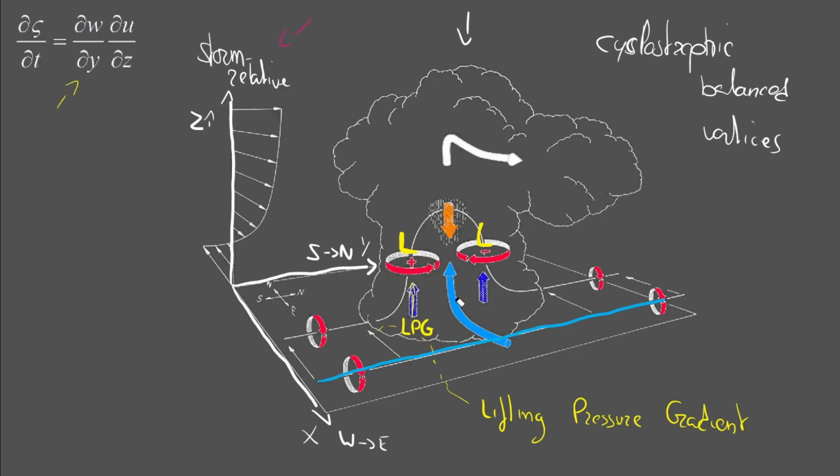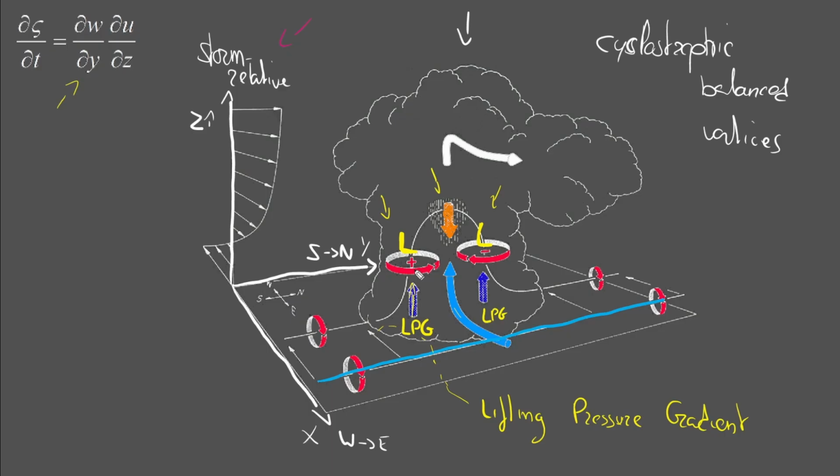So let me erase everything. This is an LPG and this is an LPG. So let me put LPG here as well. But remember, it's already drawing air from below, and we have a thermodynamic updraft here, which means that essentially you get 3 updrafts for the price of 1. You get 1 thermodynamic updraft here, and these ones are dynamically driven updrafts because of the cyclostrophic balanced vortices. Regardless of their sense of rotation, they have low pressure in the middle.